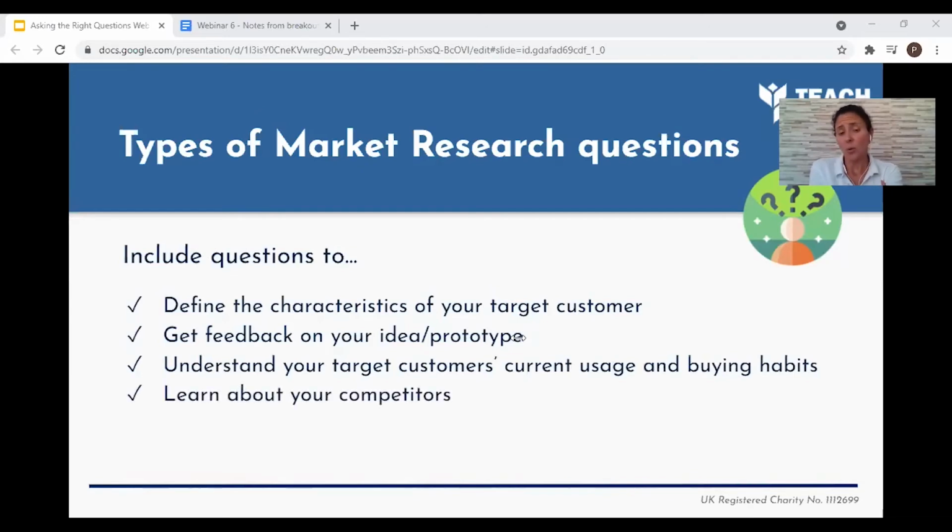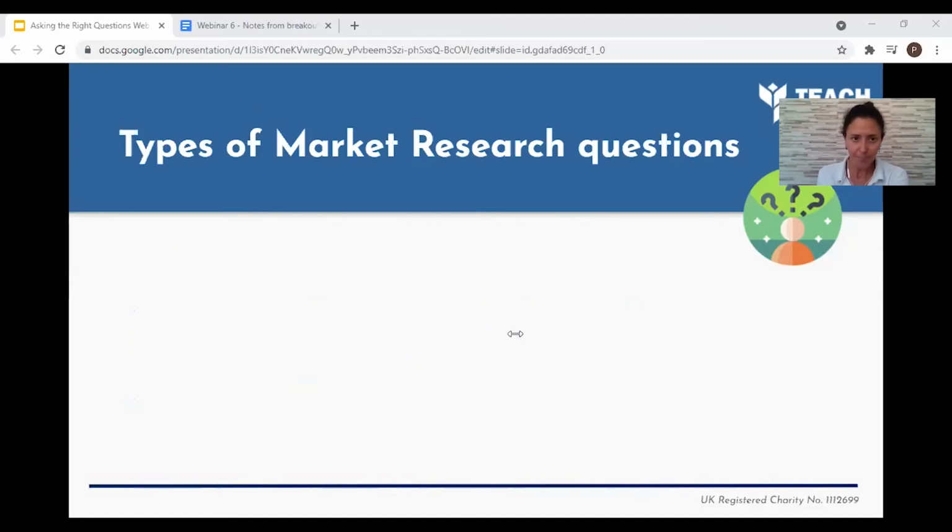There's another one on questions to elicit information about your competitors, what your target customers like and dislike about their current supplier, and if they have any needs which aren't currently being met. For example, if they would like home delivery, the ability to purchase online, or to customize the product in some way. So again, these are different types of market research questions that your students can come up with their own questions by considering the different categories.